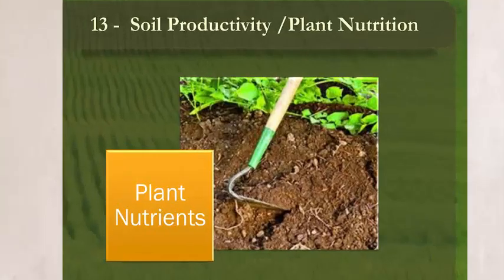Unit 13, Soil Productivity and Plant Nutrition. To increase agricultural production, the soil should be tilled, planted, irrigated, and diseases and pests should be treated. If there are not enough nutrients in the soil to meet the needs of the plants being grown, plant nutrients must be added to the soil.